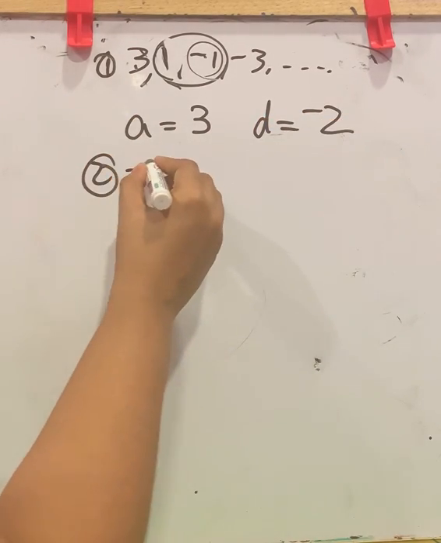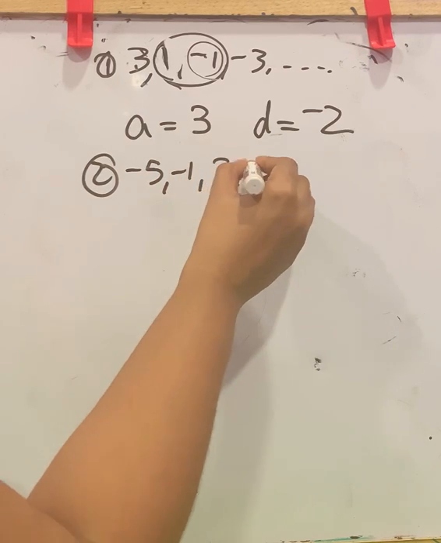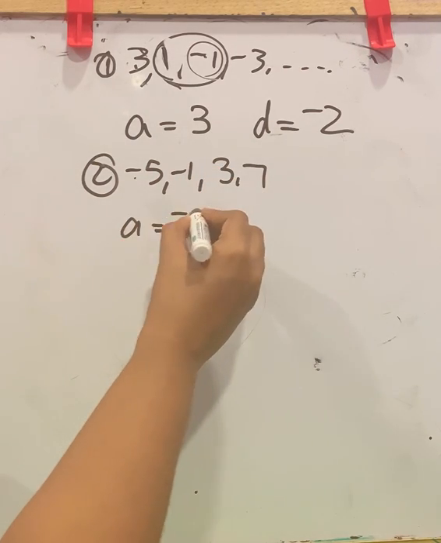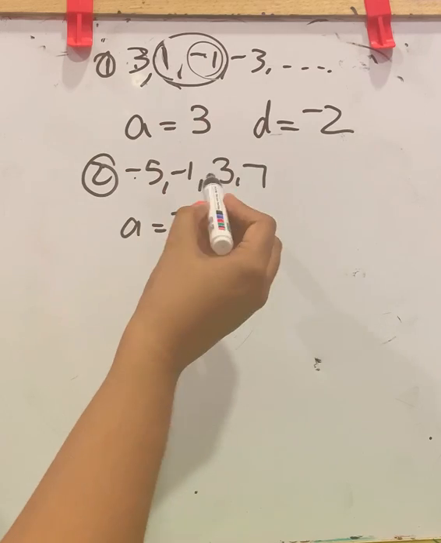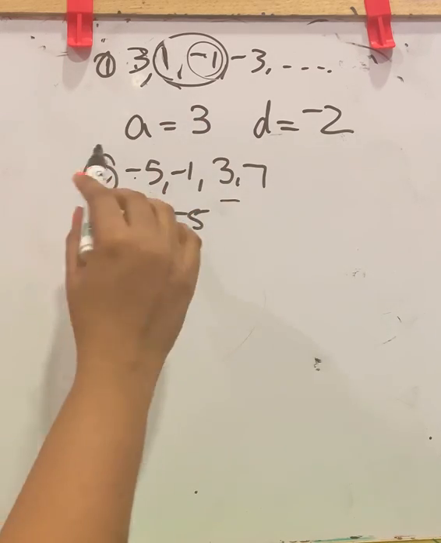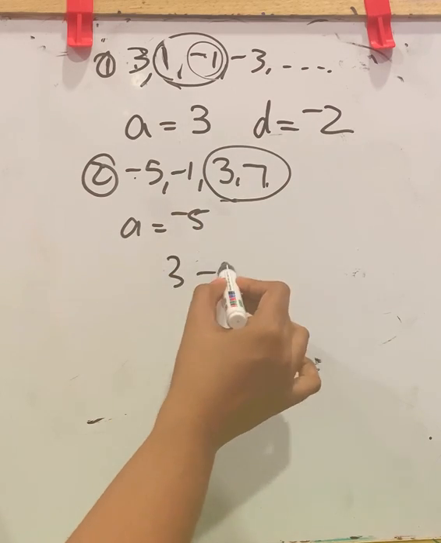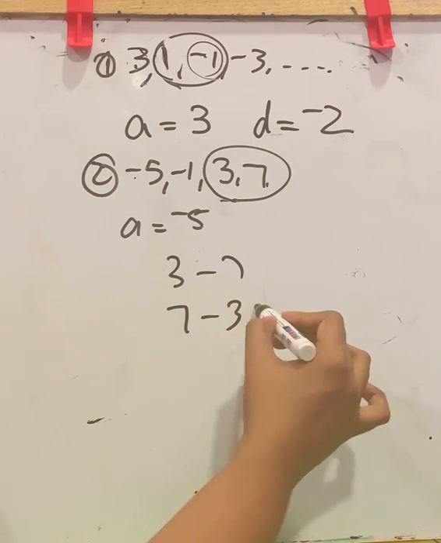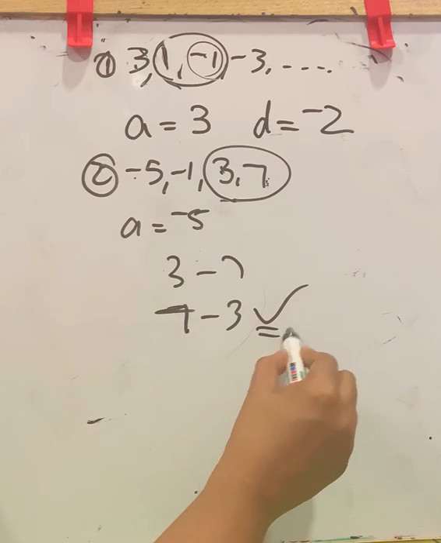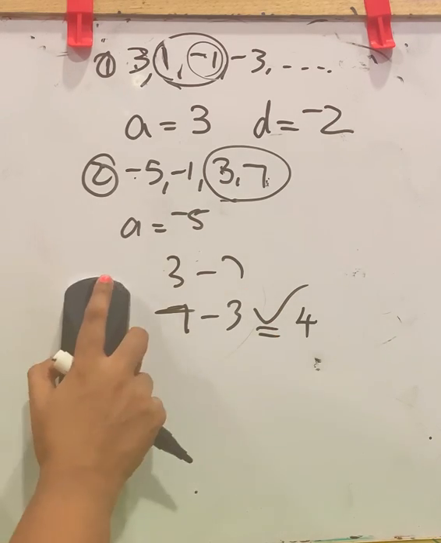Second question, minus 5, minus 1, 3, 7. A equal to minus 5. To find the difference, you have to take any two values. So let us take this one. So how will you subtract, like this or this? You have to choose this one. So 7 minus 3 equal to 4. So the difference here is 4.